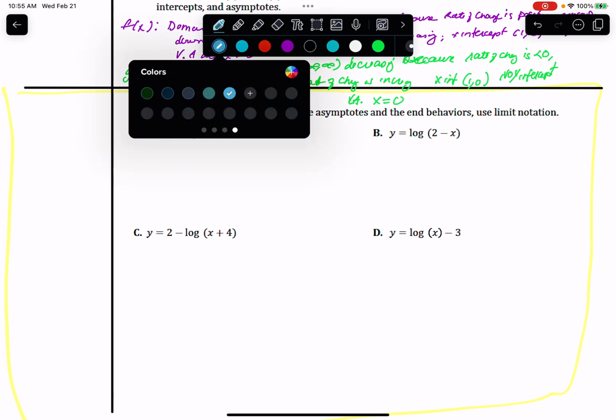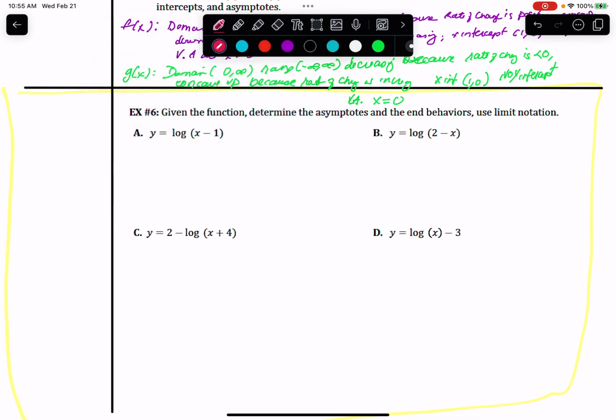Okay, so let's see. Let's use this color. It says, given the function, determine the asymptotes and end behaviors, and use limit notation for the end behaviors. So first, let's get the sketches done, and then we can answer those questions.